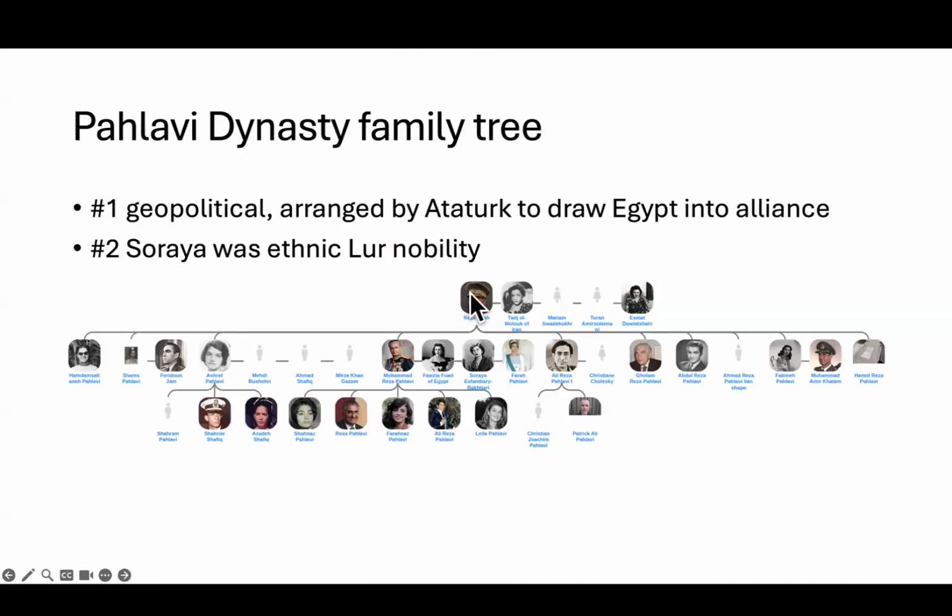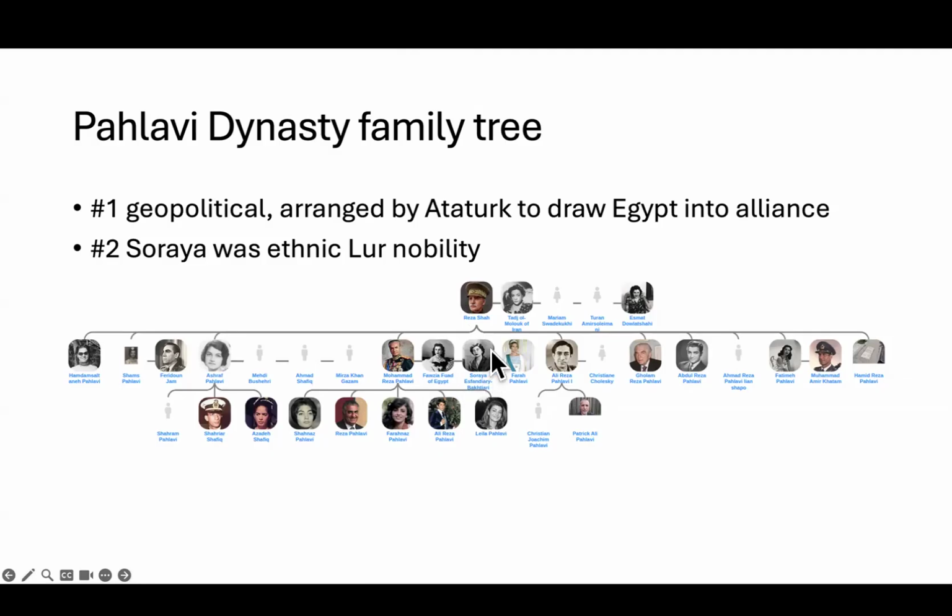So here's Reza Shah, the founder, and he has Mohammed Reza. Mohammed Reza had three wives. Last time, I think we only talked about two of them. His first wife was an Egyptian, and apparently Ataturk persuaded Reza Shah to have his son marry into the Egyptian royalty for geopolitical reasons. Ataturk wanted to set up some grand alliance. Well, that marriage didn't work.